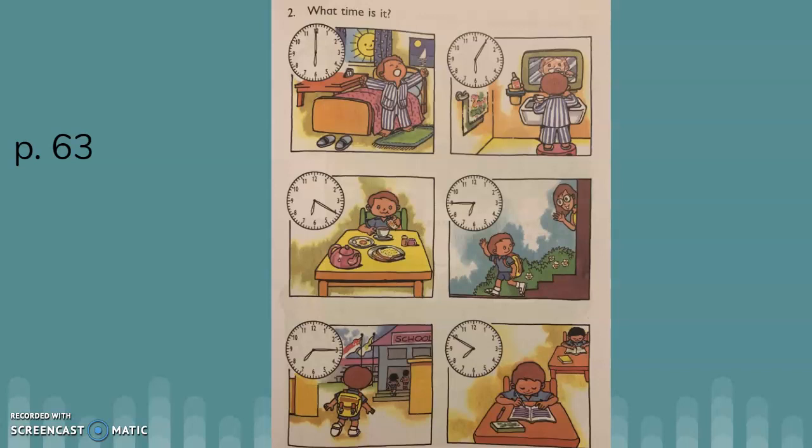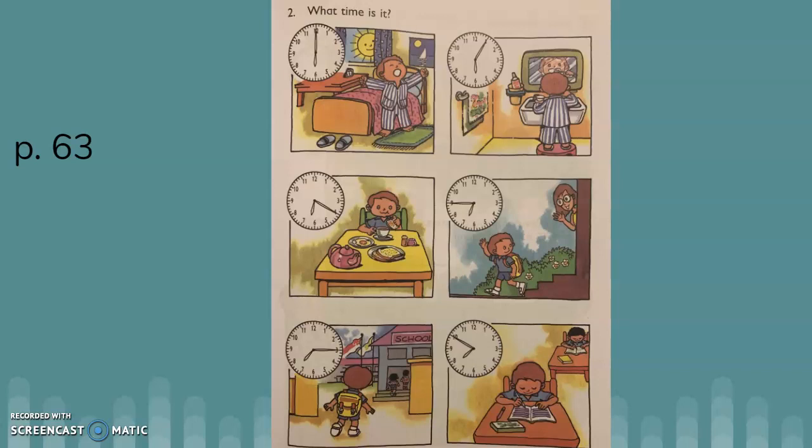So as you can see, the little boy, he's sitting at the table. He's eating, it looks like he's eating dinner, right? Or eating breakfast. So yeah, he's eating breakfast, right? So the hour hand ends up between the 6 and the 7. So how do we know if it's 6 or 7 o'clock if it's in between the two numbers?